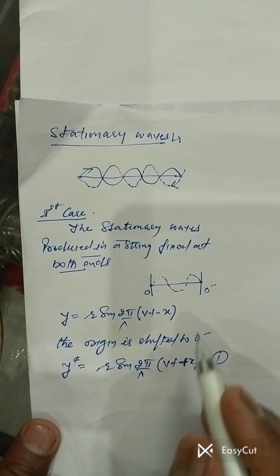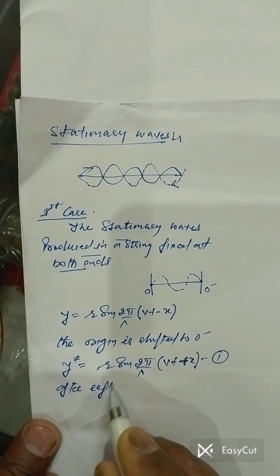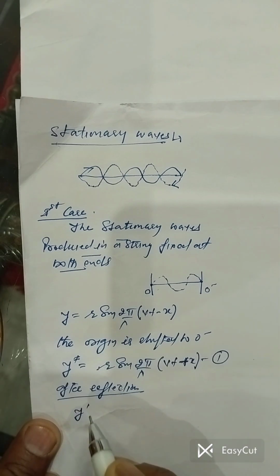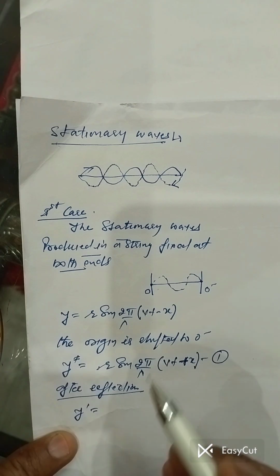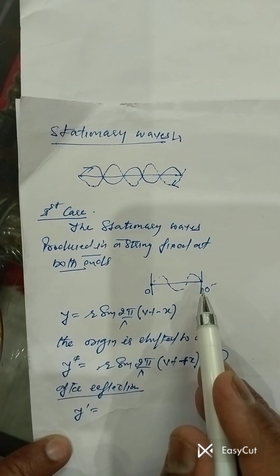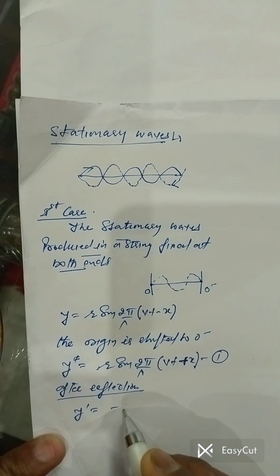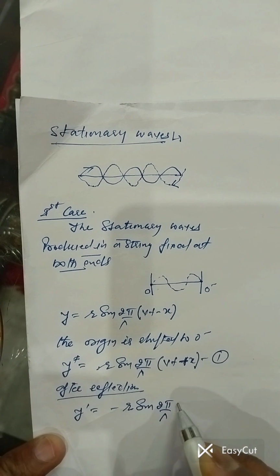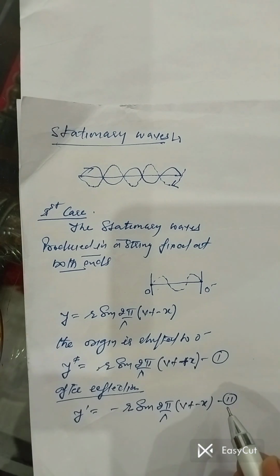Okay, after reflection, you know that after reflection what will happen? After reflection, you must be knowing that the phase change of pi takes place and the wave will move from right to left. So the equation will be minus r sine 2 pi upon lambda (vt minus x). This is equation number 2.